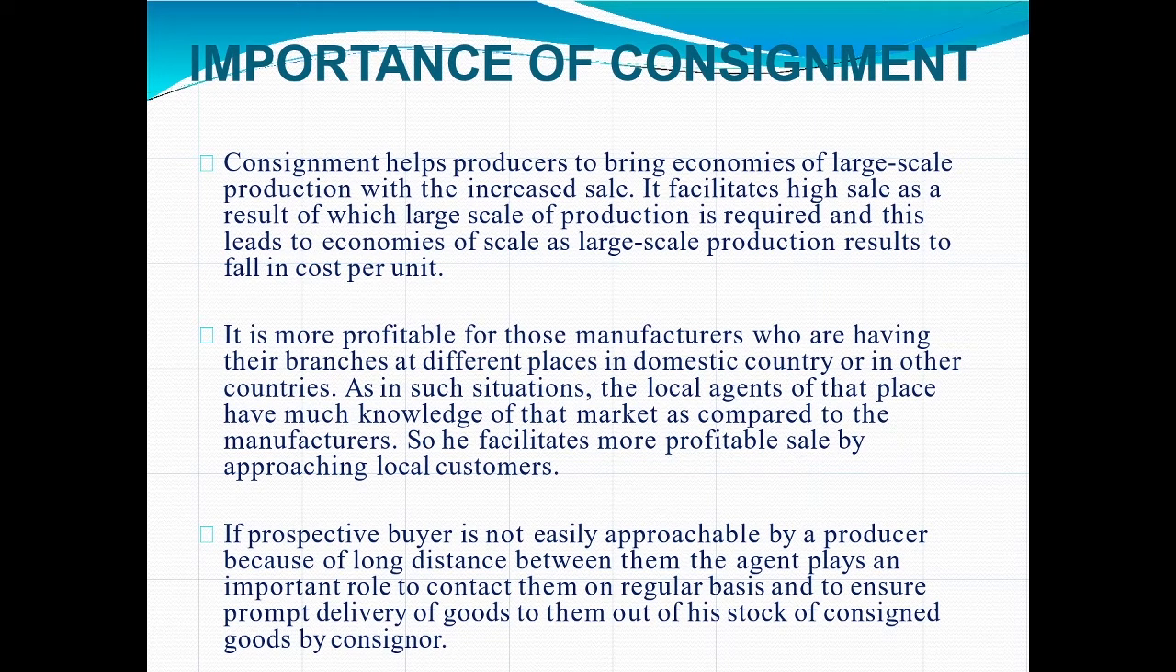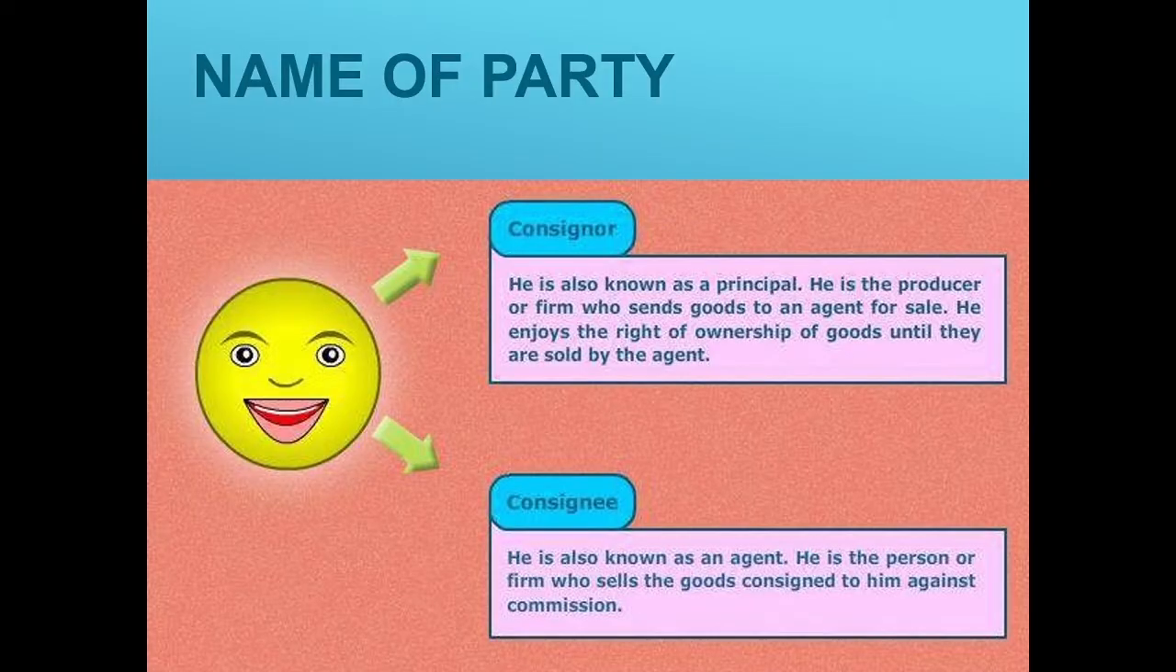The consignor is unable to reach each and every place. That's why he appoints agents, and his sales will increase, contacts will increase, and the local people will also benefit from this consignment.